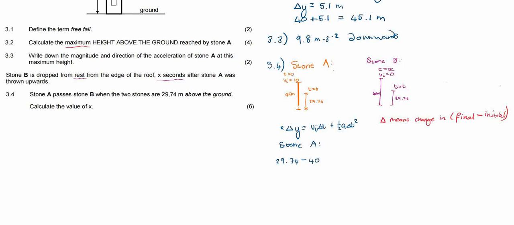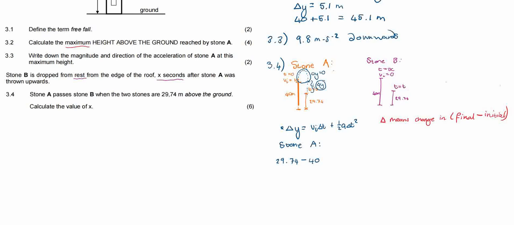We are not concerned with the maximum height that A reaches above the ground, because if we look at the path that stone A takes, goes up like this and then comes down, this section here, delta y here, is essentially 0, right? So we're only concerned about this point here, from when A is coming down from its maximum height and crosses this 40-meter height of the building and comes to meet stone B at 29.74. This is the delta y that we are concerned about.